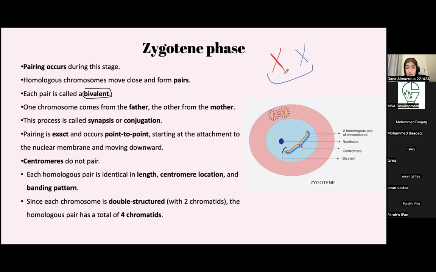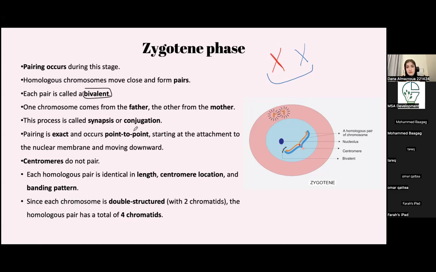Because bivalent refers to two chromosomes together. So bi stands for two chromosomes, but we have four chromatids. So this process of forming them together is called pairing. This concept is not easy to understand, but I just want you to imagine with me that this is a sex chromosome. So one chromosome will be coming from the mother and one chromosome will be coming from the father.